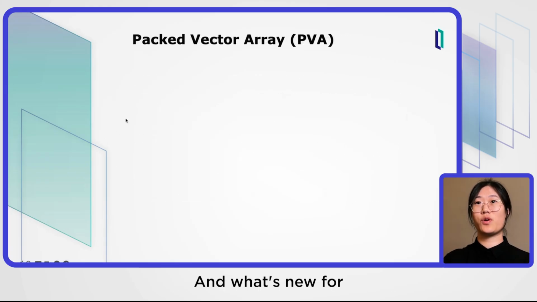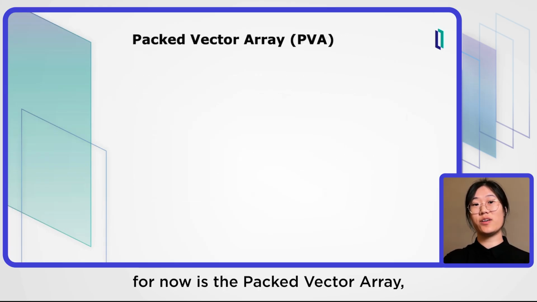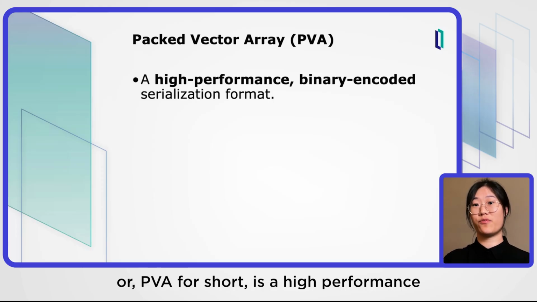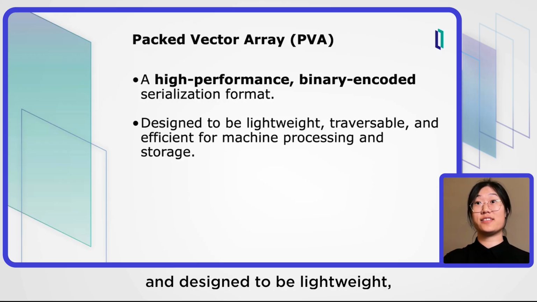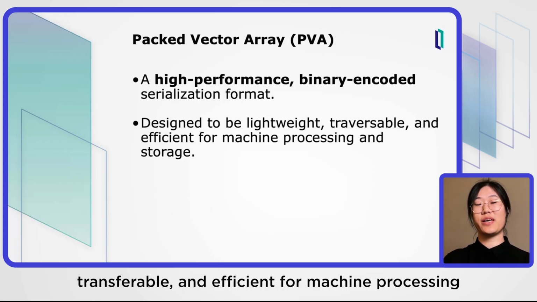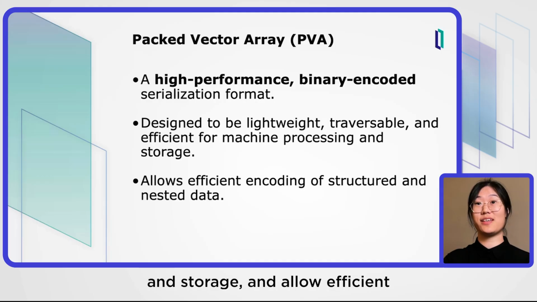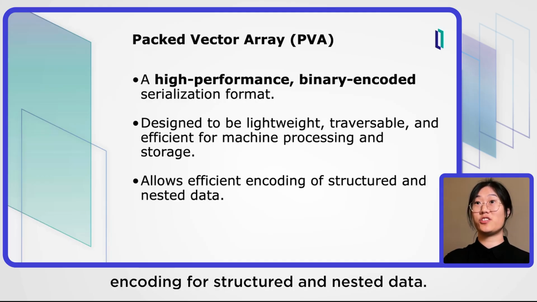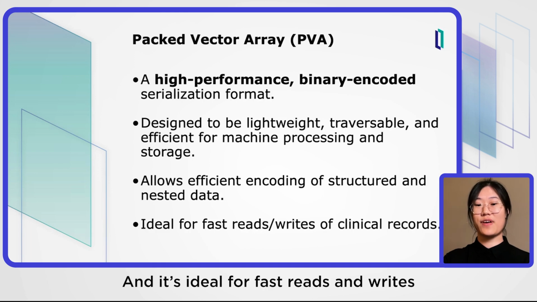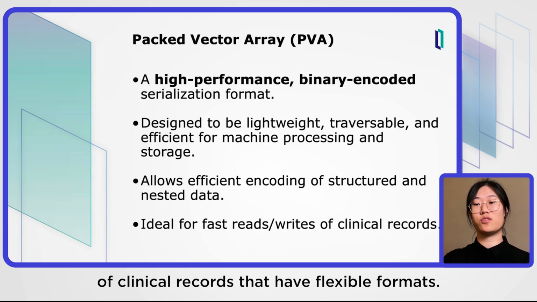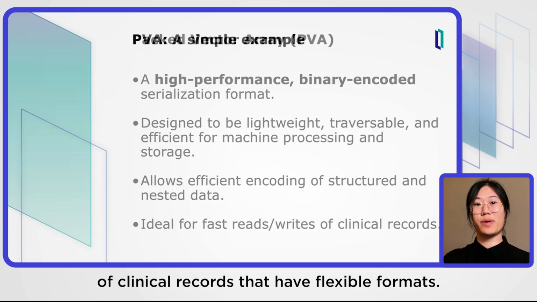And what's new for now is the packed vector array, or PVA for short. It's a high-performance binary encoded serialization format, and it's designed to be lightweight, traversable, and efficient for machine processing and storage, and allow efficient encoding for structured and nested data. And it's ideal for fast reads and writes of clinical records that have flexible formats.